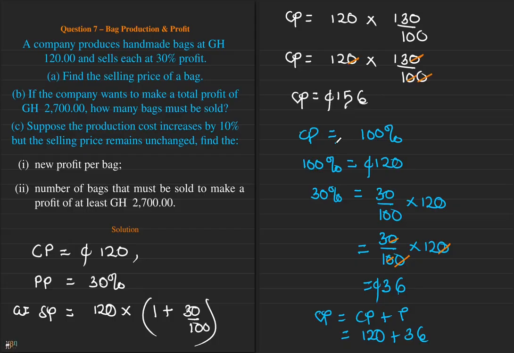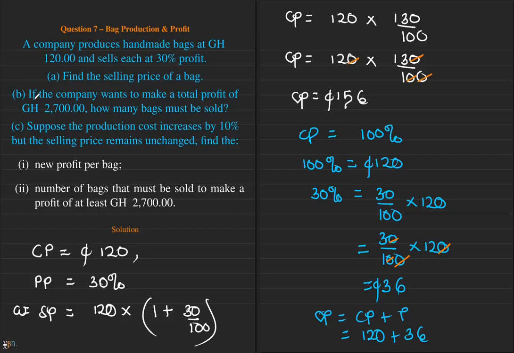And there are more ways, right? The other one, you could say selling price is simply 130%. If 100 is 120, the 130 will be more. If more, let's divide, and then you also do your multiplication. So that answers the A part of the question.